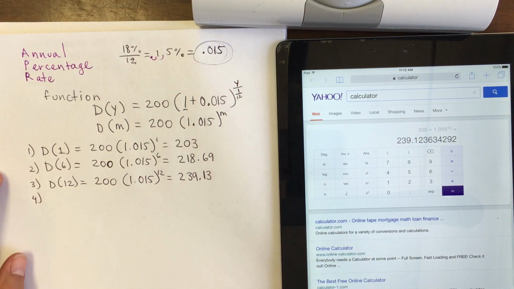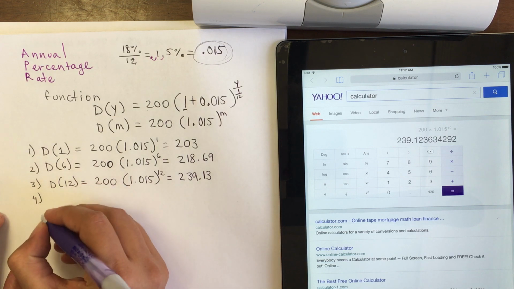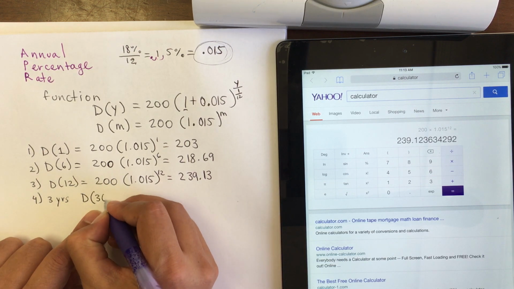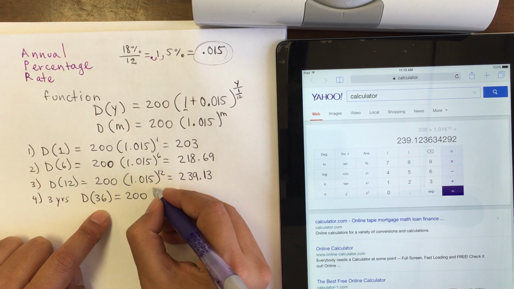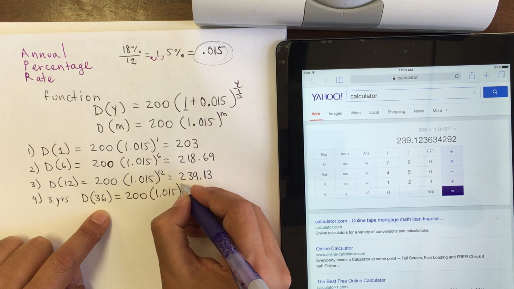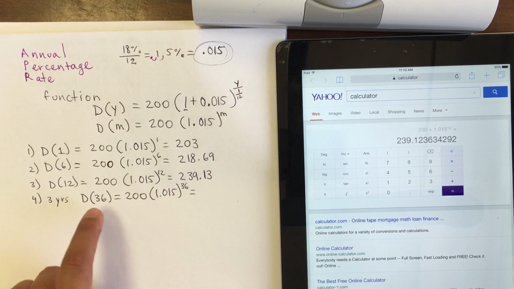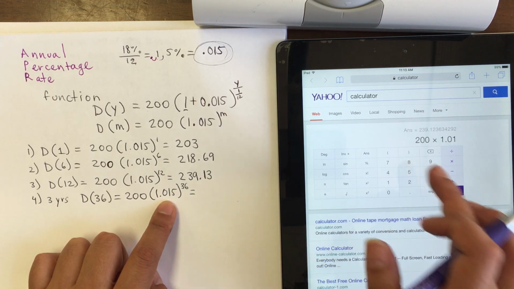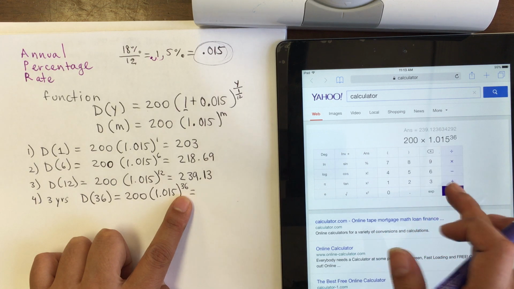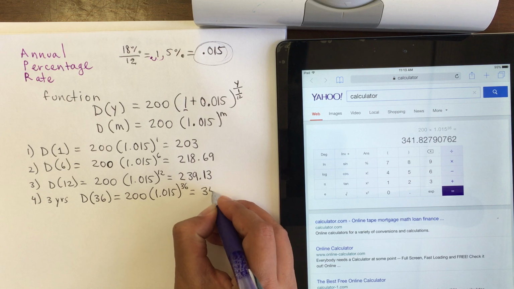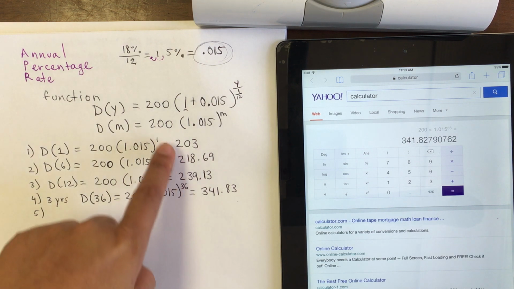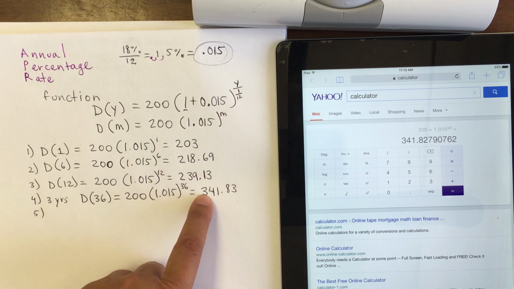Okay, how much will I owe after 3 years? Okay, let me put 3 years. 3 years is 36 months. And so $200 times the 1.015 to the 36 months, not 36 years, 36 months in 3 years. So I put the initial point times 1.015 to the 36 months. And so I'm going to owe $341.83. Okay, don't forget your debt, because otherwise, look at that. After 3 years, you're going to be giving almost twice as much.